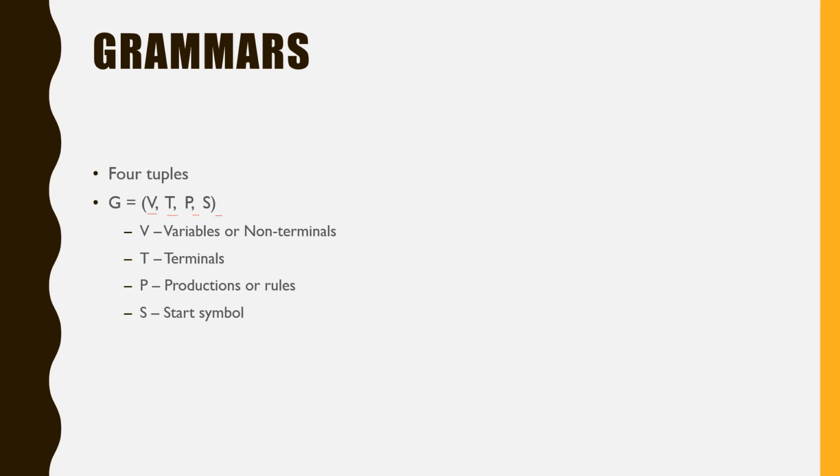V stands for variables or non-terminals, and they are usually represented as uppercase alphabets A, B, or X, Y, and so on. And terminals are usually represented by lowercase alphabets or some special symbols can also be used. So a, b, c, d, 0, 1, star, ampersand, and so on. All these can be said to be terminals, and these terminals cannot be derived any further.